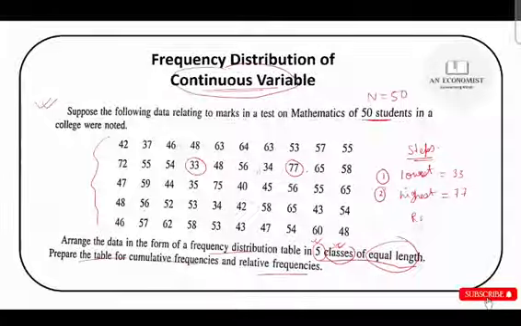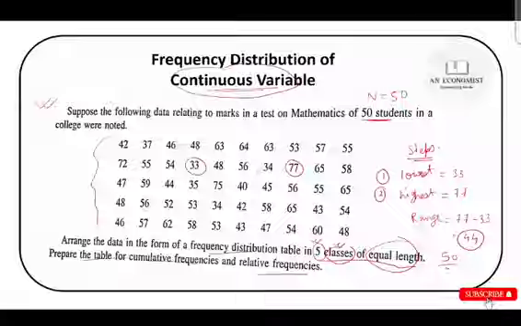So what is the range of values? Range of value would be 77 minus 33, that is 44. Now you know that your range of marks is 44, which is close to 50, and you have to divide this range into 5 equal intervals. So approximately, if you consider the range to be 50, then you could divide it into 5 intervals where each interval will have a width of 10, right? Each interval will have a length of 10.